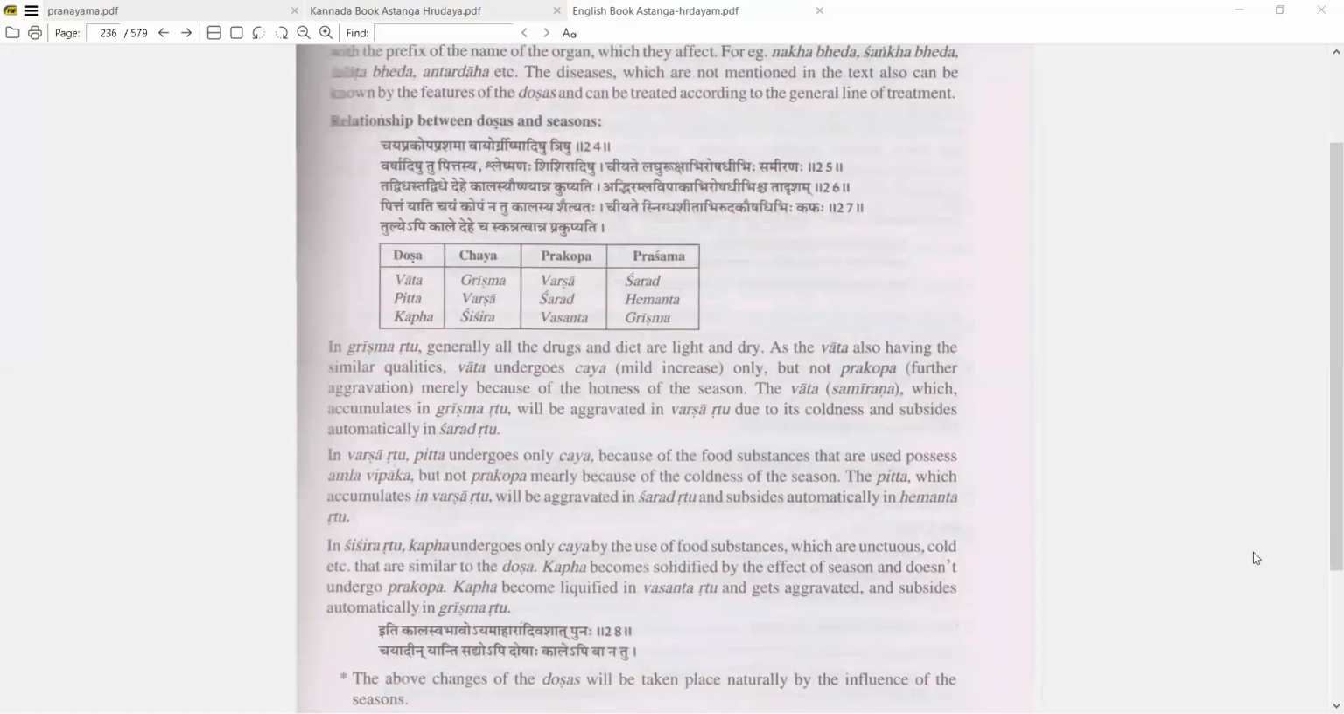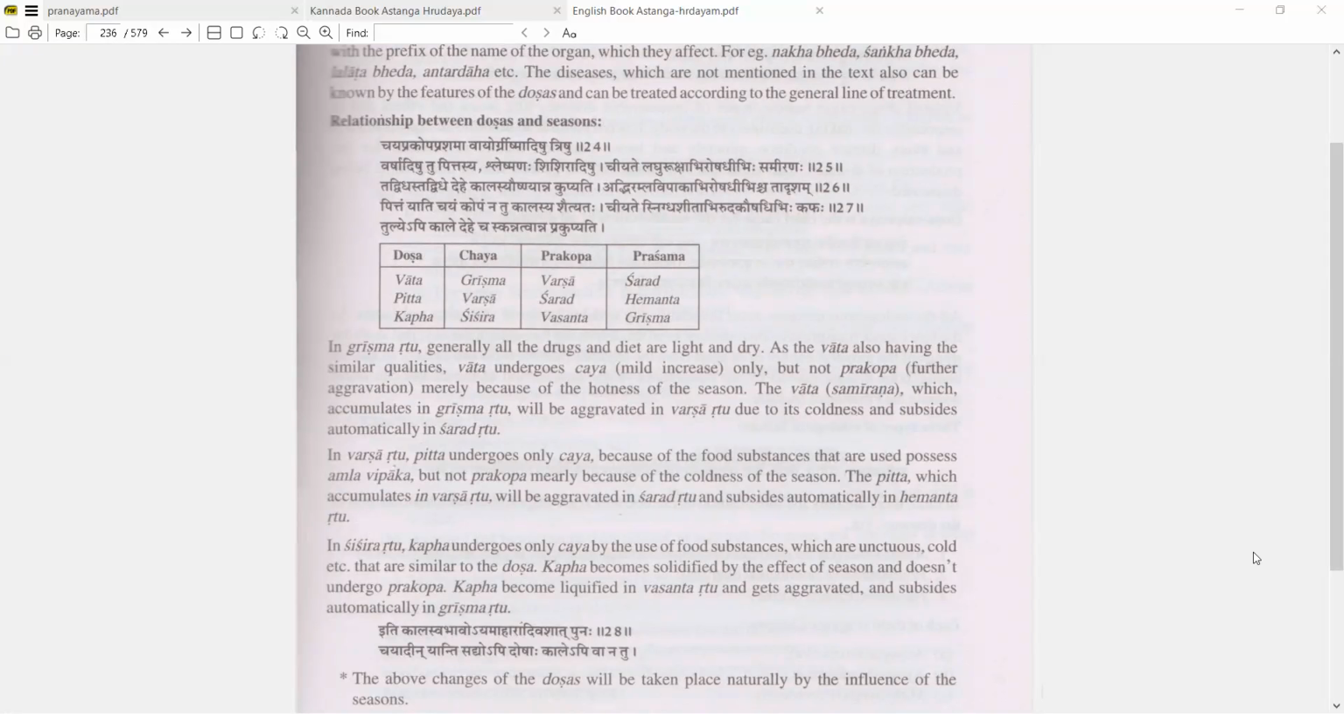In Grishma Ritu, generally all the drugs and diet are light and dry. As vata also has similar qualities, vata undergoes chaya, mild increase only, but not prakopa, further aggravation, merely because of the hotness of the season. The vata which accumulates in Grishma Ritu will be aggravated in Varsha Ritu due to its coldness.